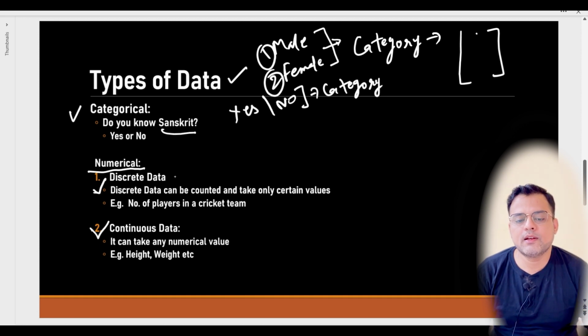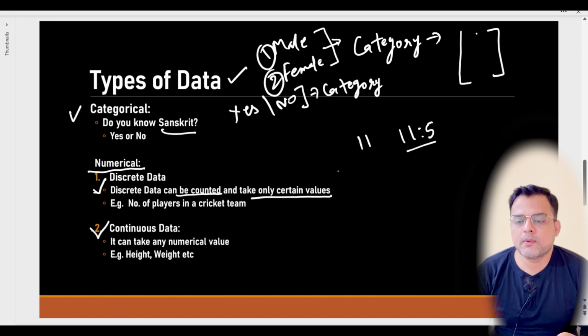Discrete data can be counted and takes only certain values. For example, the number of players in a cricket team can be 11. It cannot be 11.5. It cannot be a decimal. It can take only certain values and it can be counted. It should be a whole number. So this is discrete data. The number of players in a team, the number of cities in India, these are all examples of numerical data.